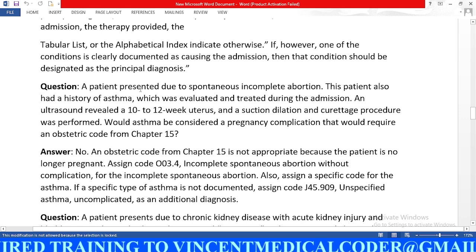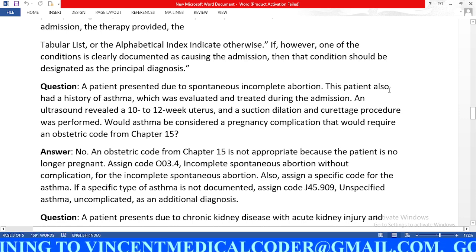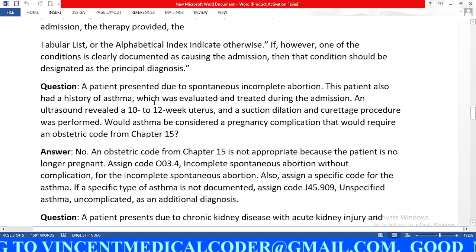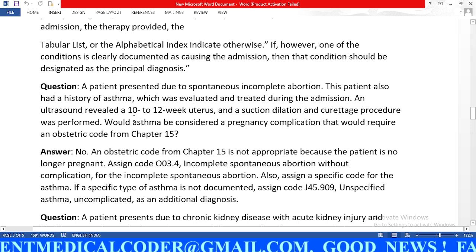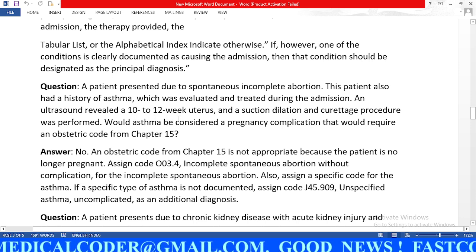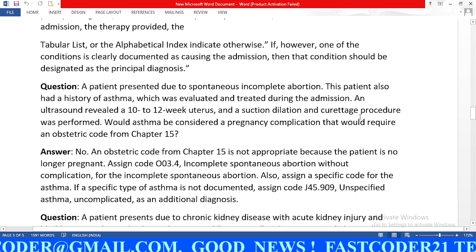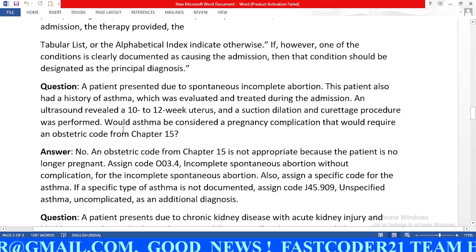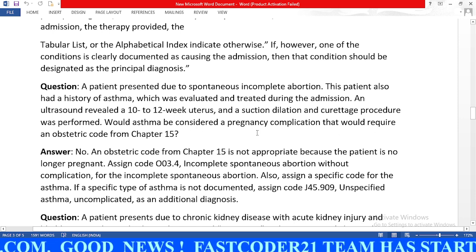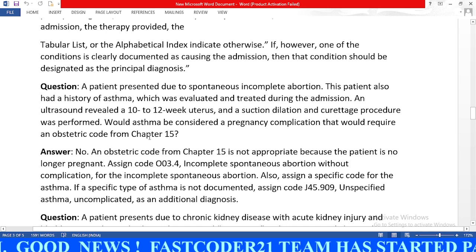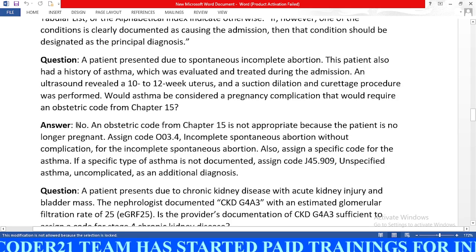Next question. A patient presented due to spontaneous incomplete abortion. This patient also had a history of asthma which was evaluated and treated during the admission. An ultrasound revealed a 10 to 12 week uterus, which means first trimester, and a suction dilation and curettage procedure was performed. Would asthma be considered a pregnancy complication that would require an obstetric code from chapter 15, which is the pregnancy chapter? So what is the answer here?